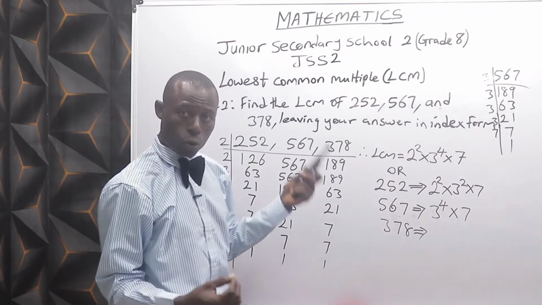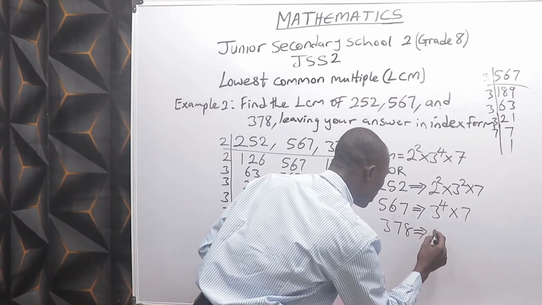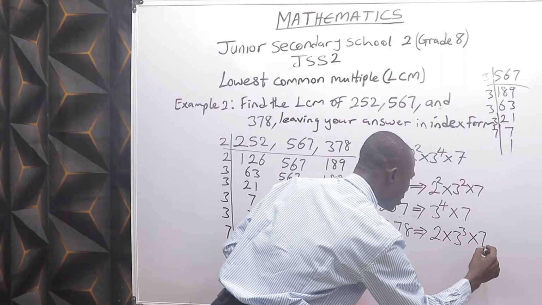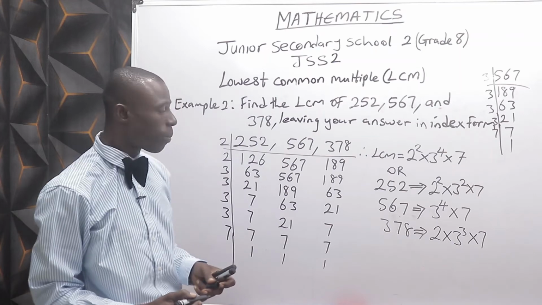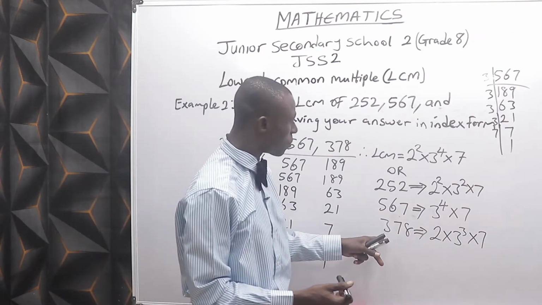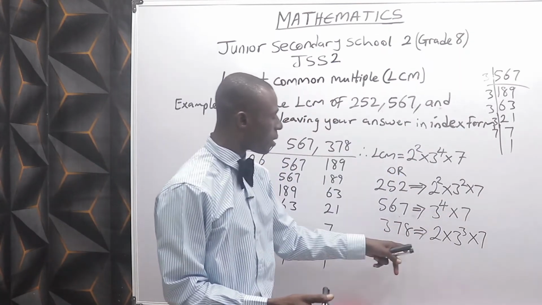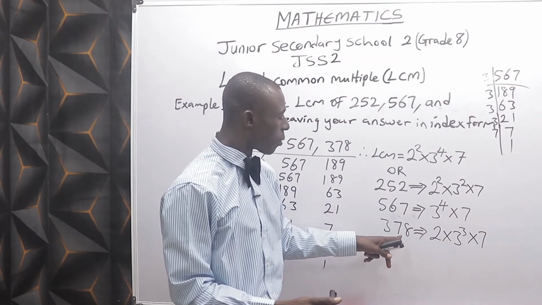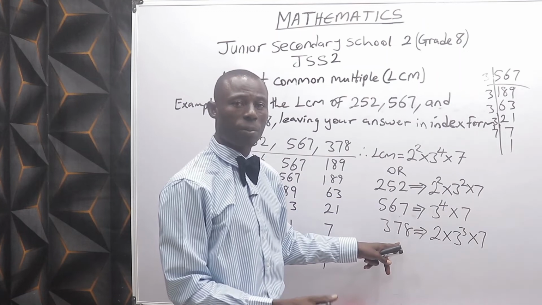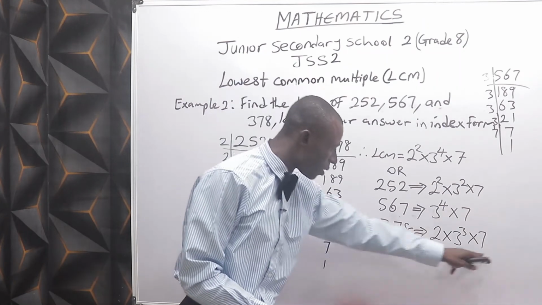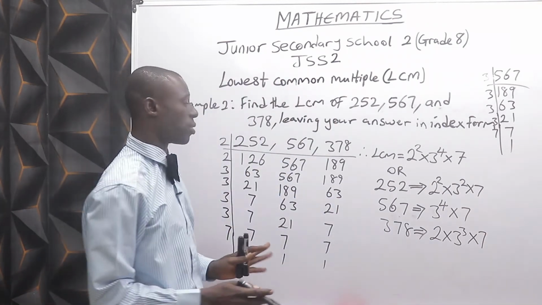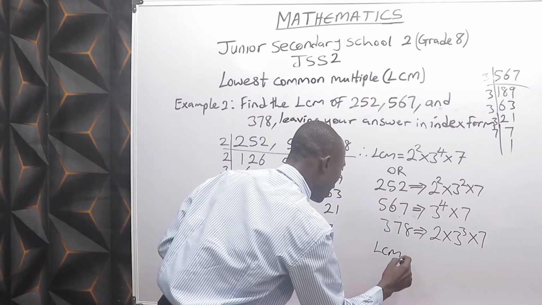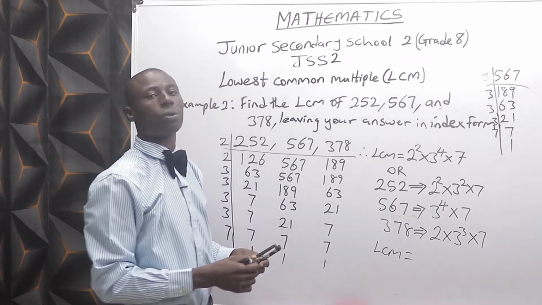And if you do it correctly, you will get 2 times 3 raised to power 3 times 7. To save our time, if you do it correctly like this, breaking 378, writing it as a product of its prime factors in index form, you will get this if you are correct. So now, to determine the LCM in this regard, what do we do?